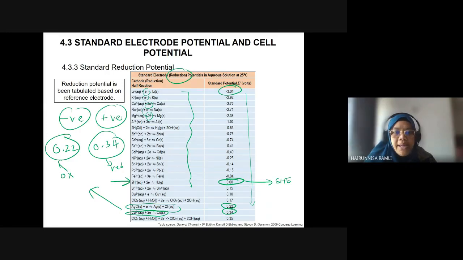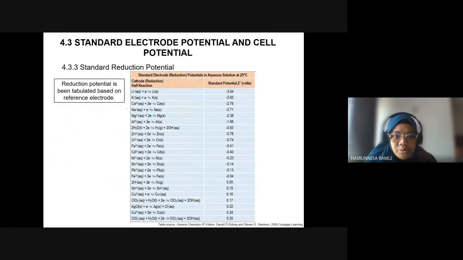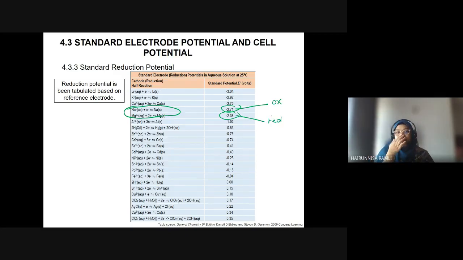Macam contoh lagi. Saya ambil yang belah atas pula. Saya ambil contoh between sodium dengan magnesium. Walaupun memang kita tahu you dah belajar sodium tu lebih mudah oxidize daripada magnesium, tapi now let's say kita tak payah tengok yang tu. Kita tengok based on value. Kita tahu lagi negatif lagi mudah oxidize. So negatif 2.71 lagi negatif, so that's why dia akan lebih mudah oxidize. Negatif 2.38 lebih positif daripada negatif 2.71, so dia akan mudah reduce.